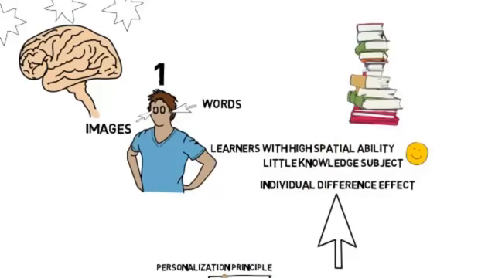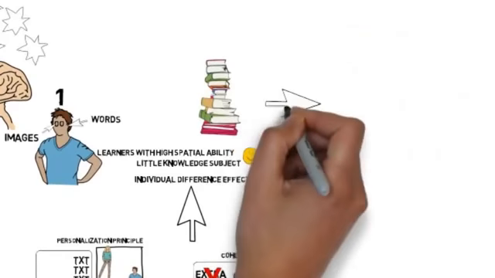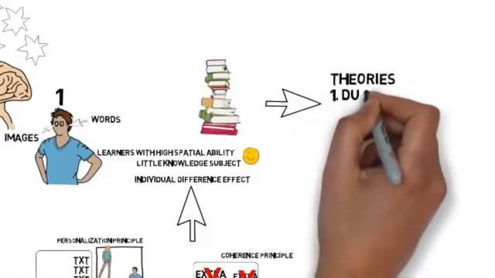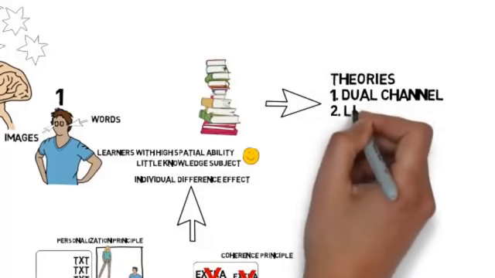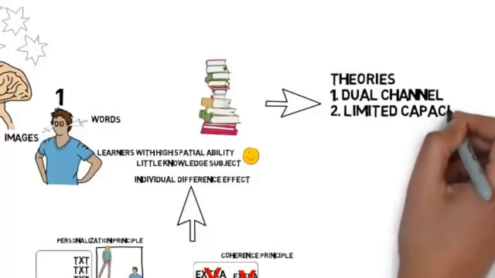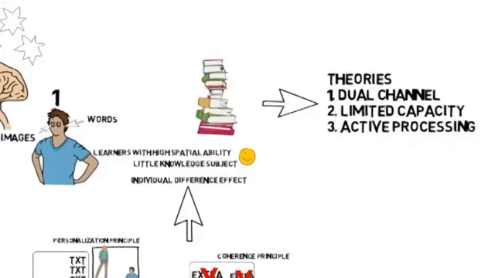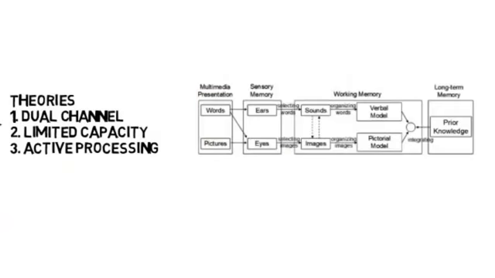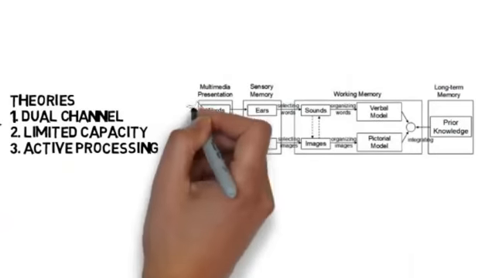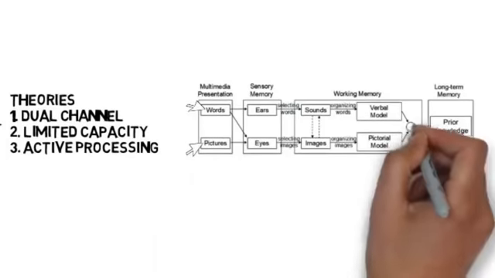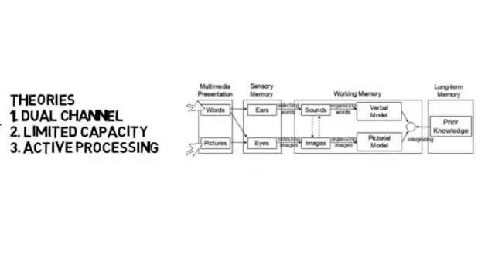There are 3 theories behind these principles. First, the dual channel. Second, the limited capacity. And third, the active processing assumption. Dual channel means that words and images are sensed apart but are connected at the end of the working memory. At that point they also connect to existing prior knowledge.